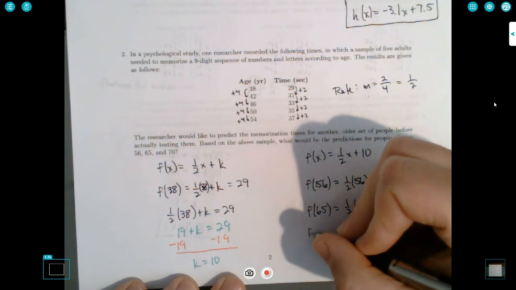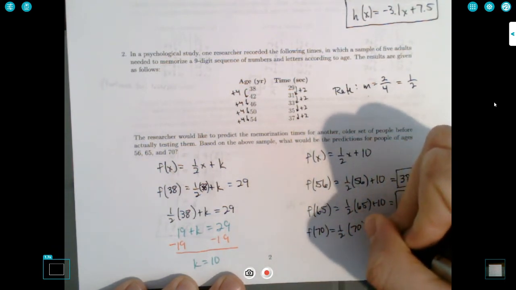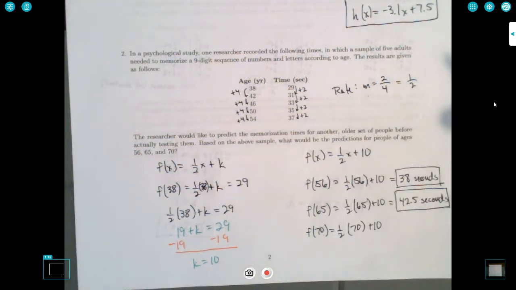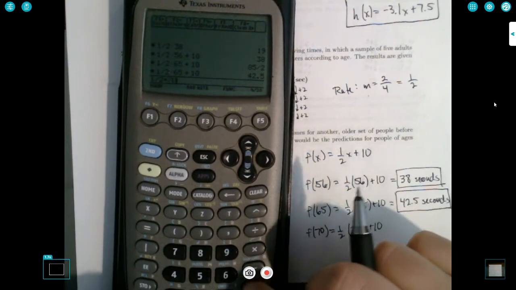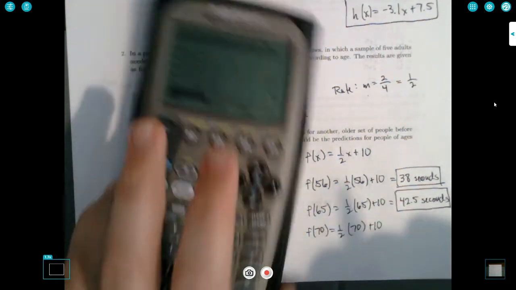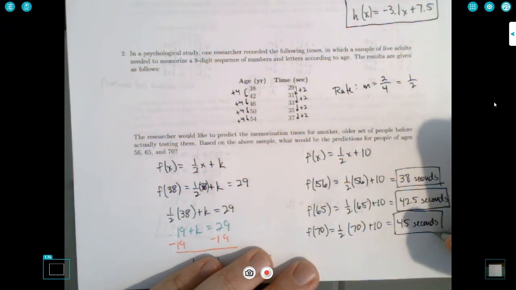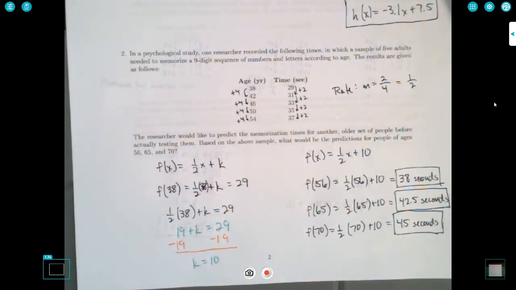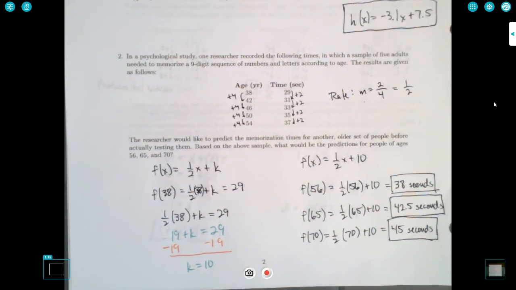Okay, and then 70. F of 70 is 1/2 times 70 plus 10. 1/2 times 70 plus 10 is 45. Okay. All right, so that's that one.